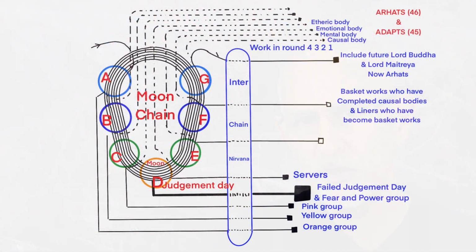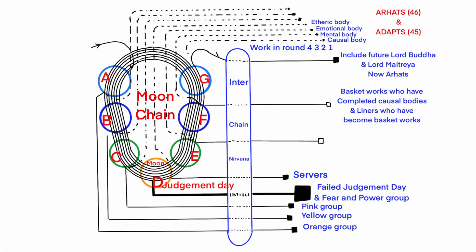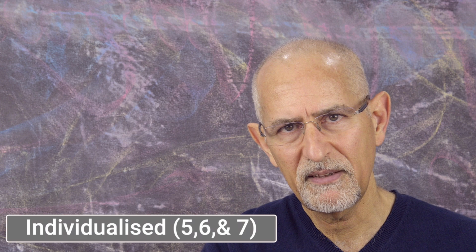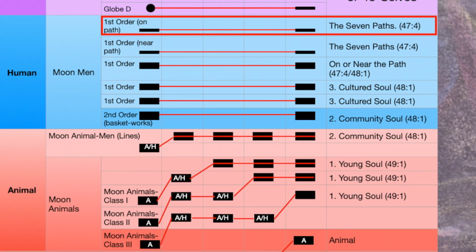3. The failures, who had dropped out of the lunar humanity at the Great Separation or Day of Judgment in the middle of the 6th round, together with the most advanced lunar animals. These animals had succeeded in fully forming their causal bodies, having individualized in the 5th, 6th and 7th rounds. We can now add some further information about these classes of moonmen for the first order.